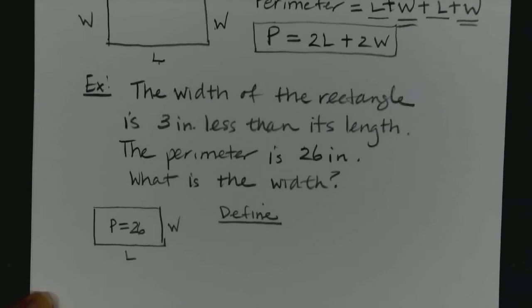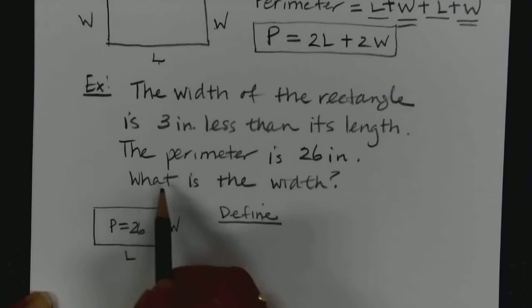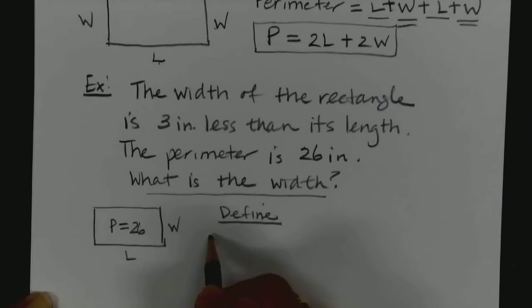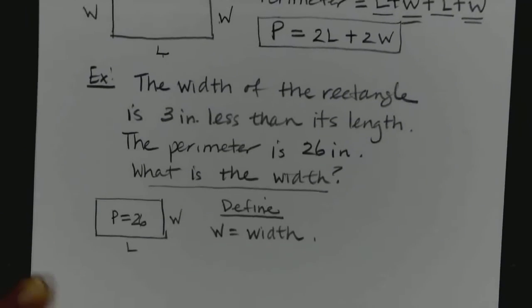Where do I go to find a variable to define? We talked about this. Where do you always go? You always go to the question part of the problem. It says, what is the width? So I'm going to say, let W equal width. Now, this is where the goal comes in. You're going to define a variable in terms of another variable.